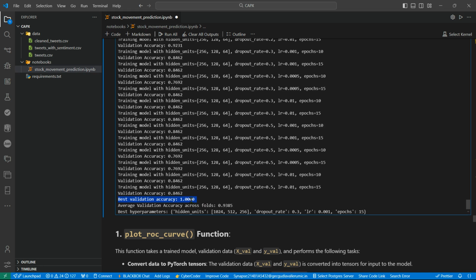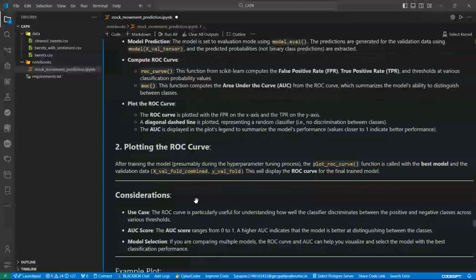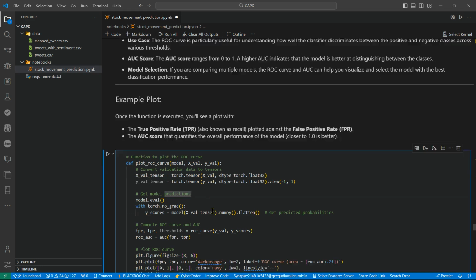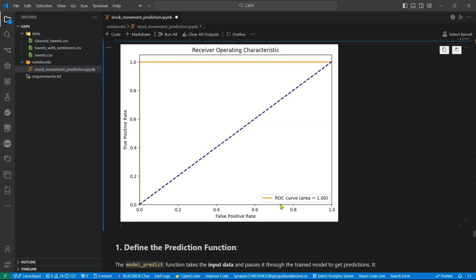For the best accuracy we are getting 1. It is overfitting the data. On that basis, we are predicting with this. For the average accuracy model, how was the data predicted? By using the true positive rate and false positive rate, we are predicting them. We are getting the ROC curve as 1. The true positive rate is mostly high and the false positive rate is very low. On that basis, the ROC curve is mostly high.